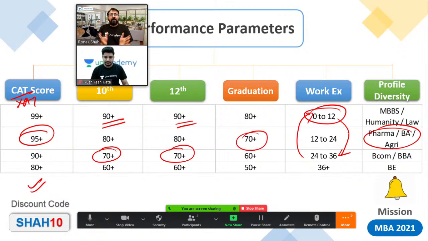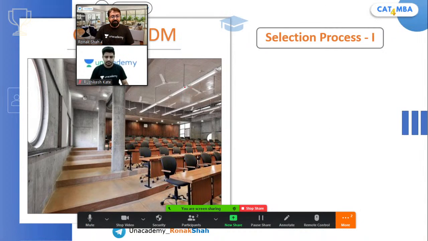So there are various parameters based on which institutes nowadays select the students, right? It's never just the XAT score. There are many other things that come into the picture. So keep that in mind, everyone.